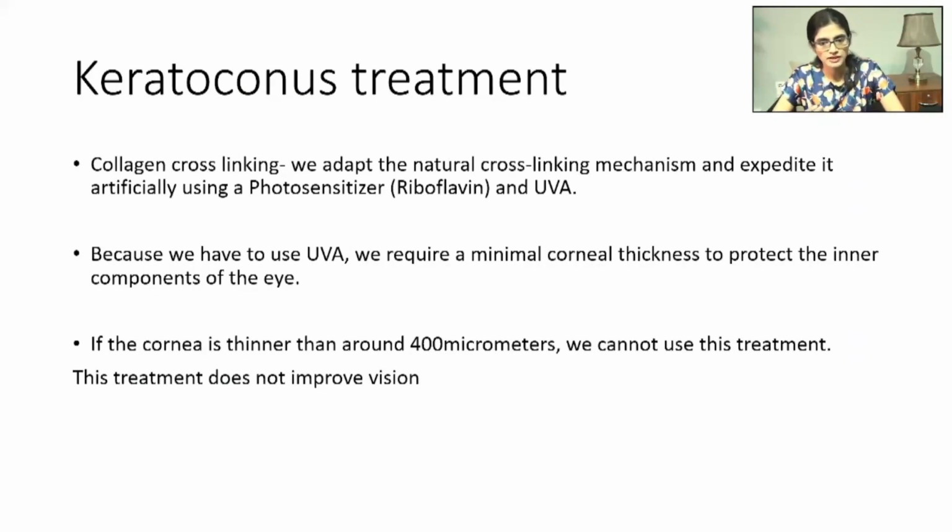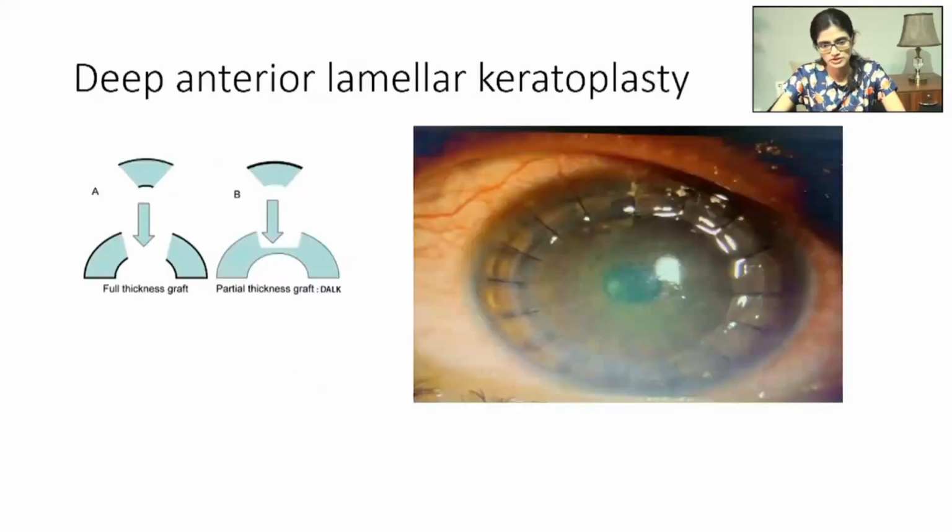Collagen cross-linking can only be done if you catch the disease early, at a stage where spectacles or contact lenses are able to correct the visual acuity to the required amount. But if it has now progressed beyond satisfactory vision correction for the patient, and the cornea is too thin to actually do collagen cross-linking, then we need to do surgery where we do a graft. Generally we do something called deep anterior lamellar keratoplasty, where we only replace the anterior stroma of the cornea with the donor cornea.